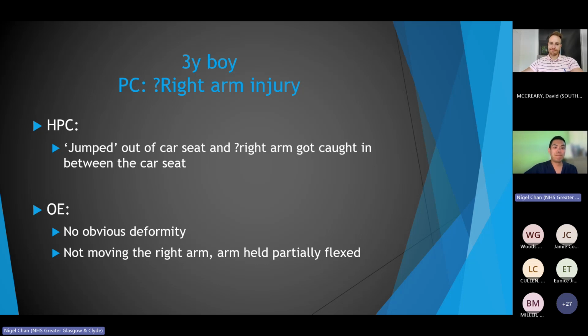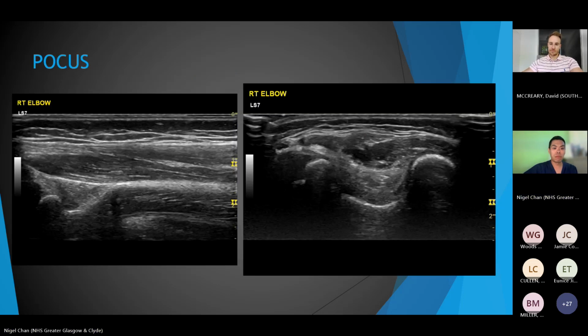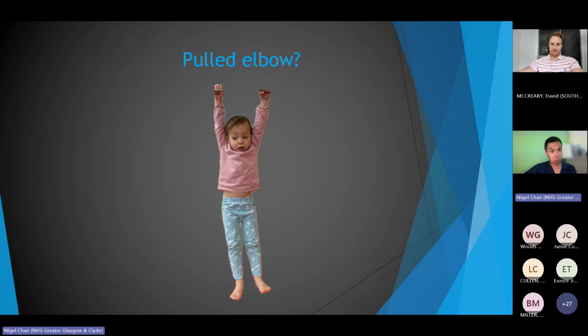So start off with the same approach. Have a look at the elbow to see if there's an effusion. It's probably not quite on axis here, but that looks relatively normal. Definitely in the short axis view, there doesn't look like there's an obvious effusion here. So I saw that, and it made me much less worried that he'd fractured something within his elbow. So the question was, why is he not moving his arm?